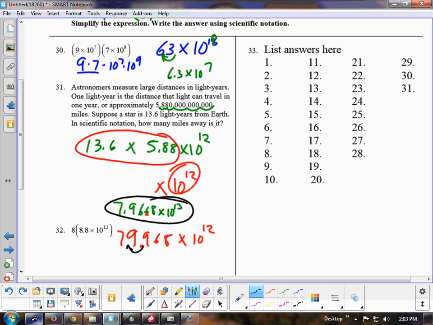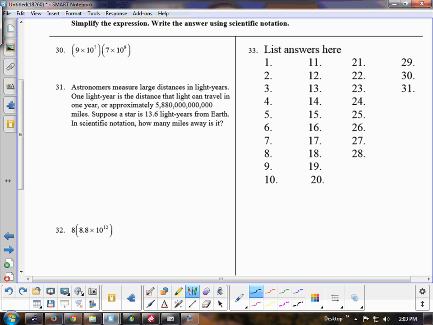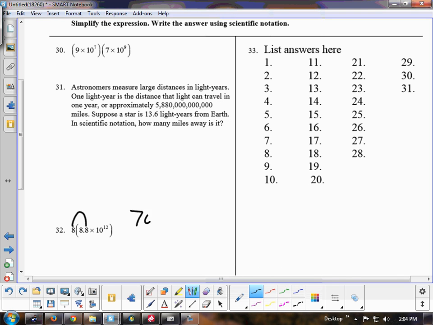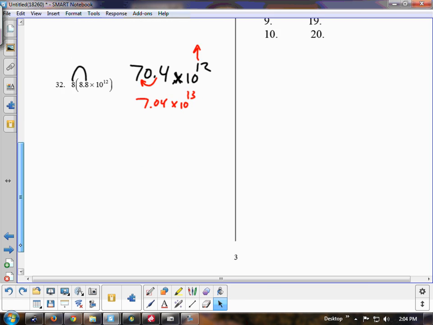Okay. Number 32, I'm going to multiply this times this on my calculator. 8 times 8.8 is 70.4, so 70.4 times 10 to the 12th. The same thing's going to happen with this one. I'm going to move it over 1 this way, move this up 1, so it's 7.04 times 10 to the 13th. So make sure you can do all the questions on this practice quiz.